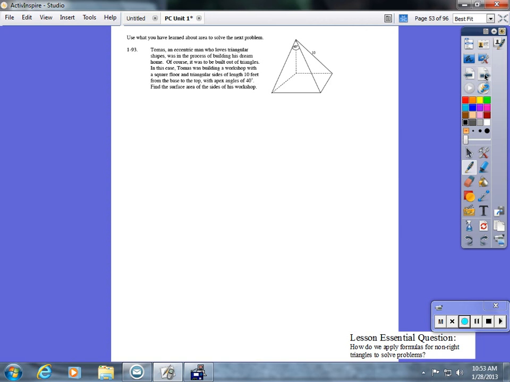So the first thing we need to do here is look at each triangle, which has an apex angle of 40 and legs of 10 and 10. First of all, it's an isosceles triangle. Not that that matters in this particular problem, but we've got to find the area of that triangle. So it's a non-right triangle, so we're going to have 1/2 ab sine of 40.